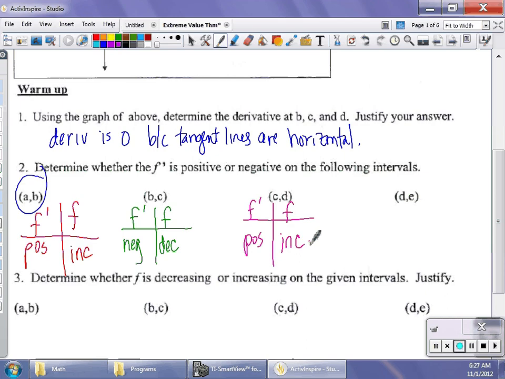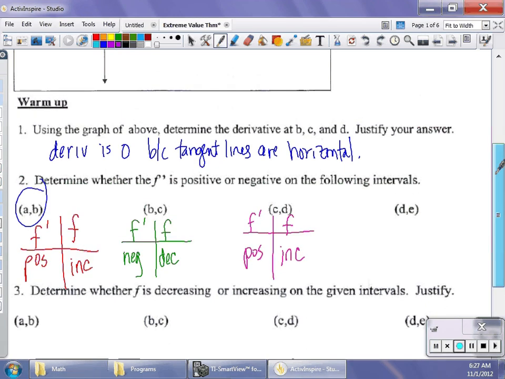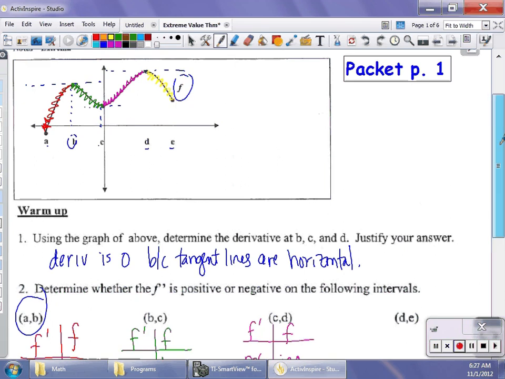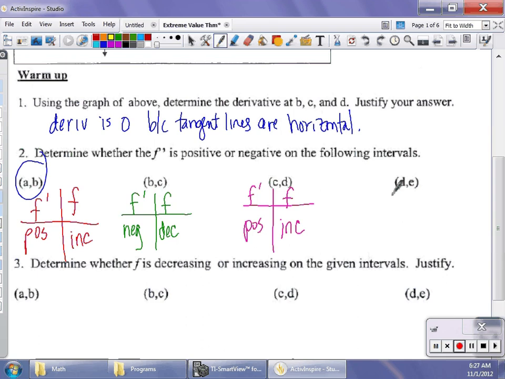By now you probably have started to make a conjecture, but again, we'll confirm that conjecture a little bit later. The last interval is from d to e. If we travel from d to e, this interval right here, the slopes of the tangent lines in that interval would be negative, and the function itself is decreasing. So the first derivative on this interval is negative, and the function itself is decreasing.